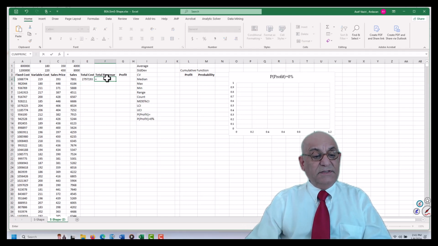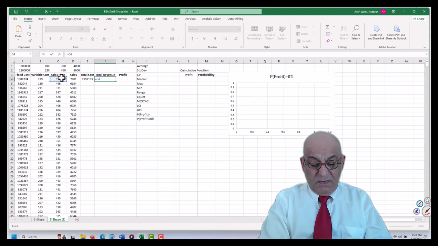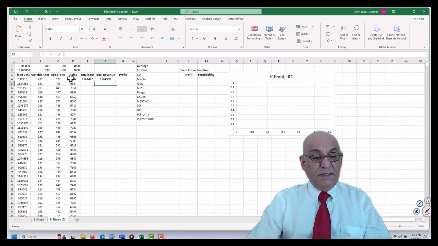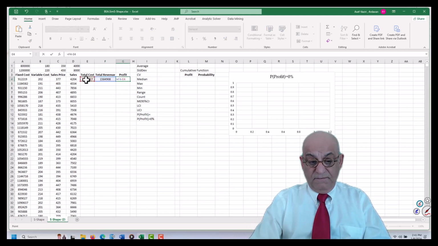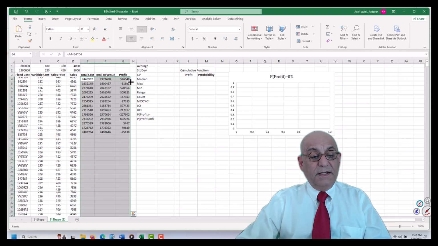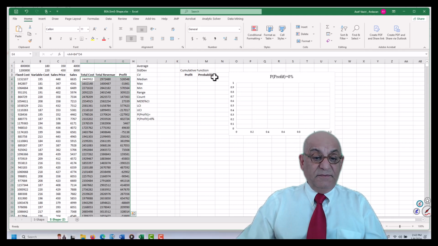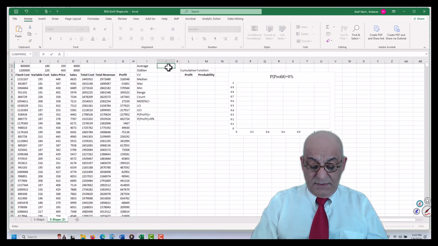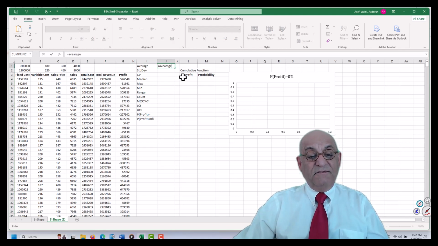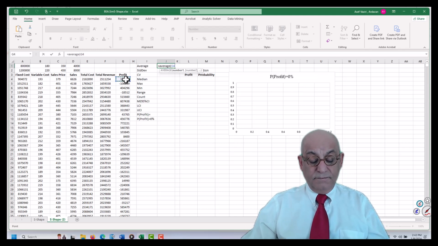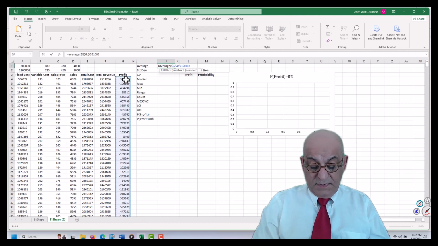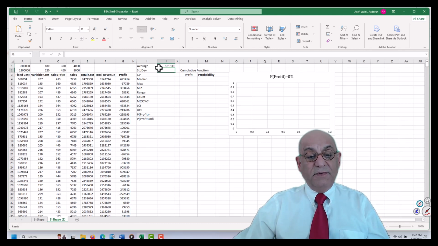Total revenue is equal to sales price multiplied by quantity sold. This is total revenue. Profit is total revenue minus total cost, and then click. So now I have all this information, let's see what our average profit is, or if we have profit at all. Average, and I lock it because I'm going to copy it down to make my job a little bit easier.